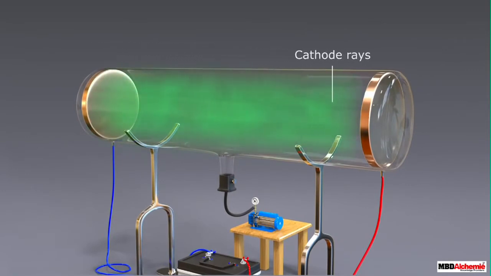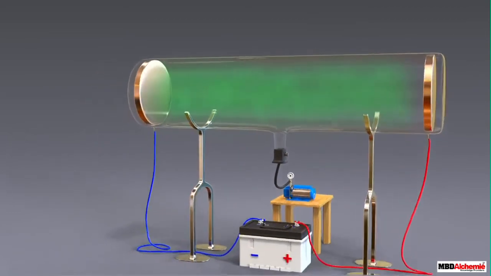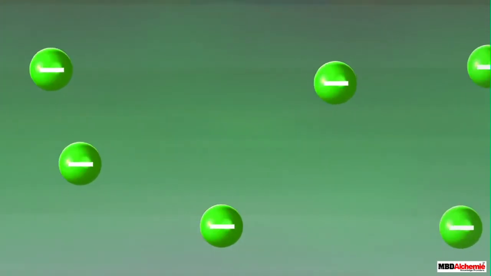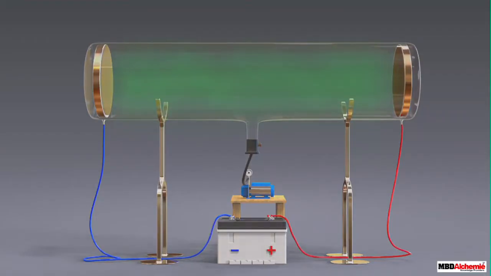the positively charged plate. As these were attracted towards the positively charged plate, these were supposed to be made up of the negatively charged particles, which were named by Sir J.J. Thomson as electrons. So this is how the negatively charged particles were discovered.